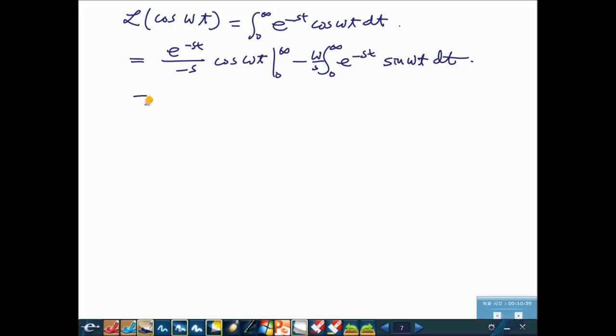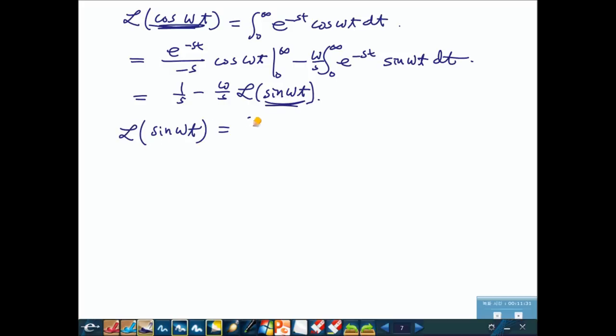Okay, and wow, this one becomes 1 over s minus omega over s times the Laplace of sine omega t. The calculation of cosine gives the result in terms of sine, so they refer to each other. Okay? And let's calculate sine this time: the Laplace of sine omega t, from 0 to infinity, e to the minus st sine omega t dt.